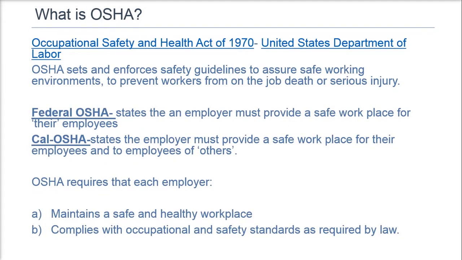There are various types of OSHA, being federal OSHA, which states that an employer must provide a safe workplace for their employees, while Cal OSHA, also known as California OSHA, states that an employer must provide a safe workplace for their employees and to the employees of others. OSHA requires that each employer maintains a safe and healthy workplace and complies with occupational and safety standards as required by law.